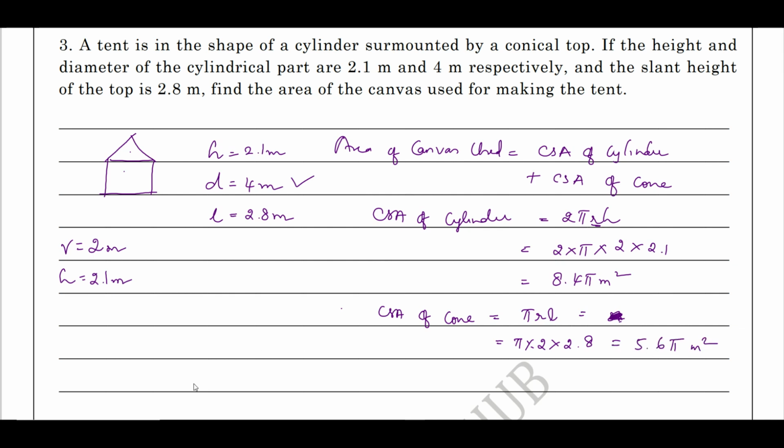Now area of canvas used will be the combination of CSA of cylinder, that is 8.4 pi, plus 5.6 pi. 8.4 plus 5.6 we get 14 pi. Now substitute the value of pi. 14 into 22 by 7, 7 2s are 14, 2 into 22 is 44 meter square. Therefore the area of canvas used will be 44 square meters.